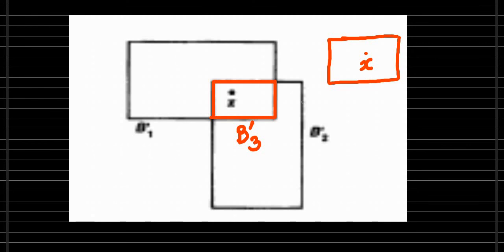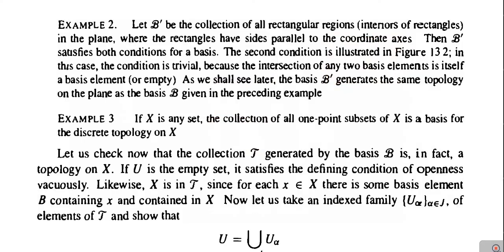Therefore, this collection script B dash is also a basis for a topology on X. Next, example third. If X is any set, then the collection of all one-point subsets of X is a basis for the discrete topology on X. We'll check that this is a basis for a discrete topology on X.